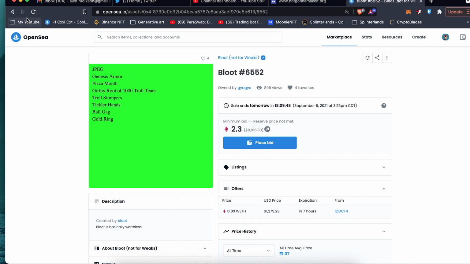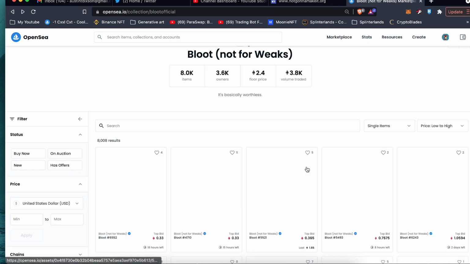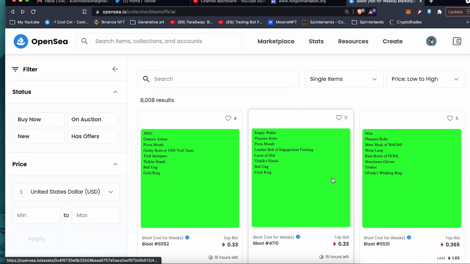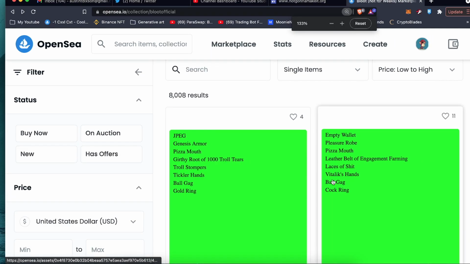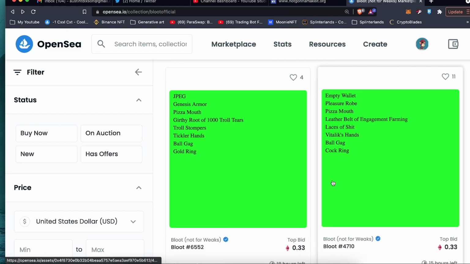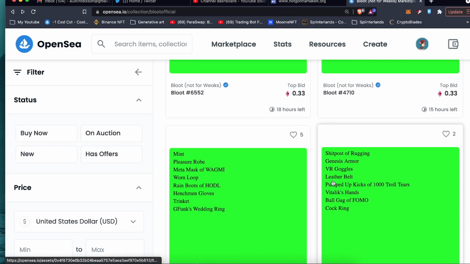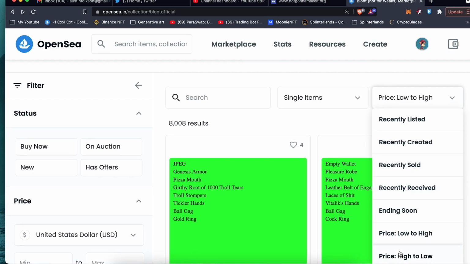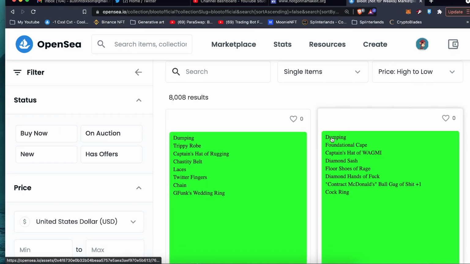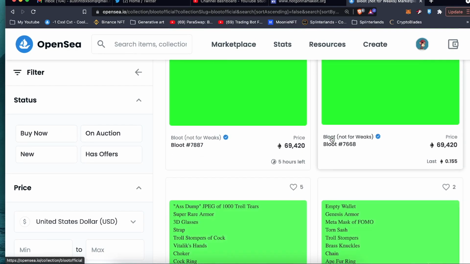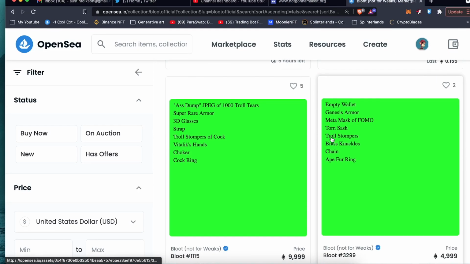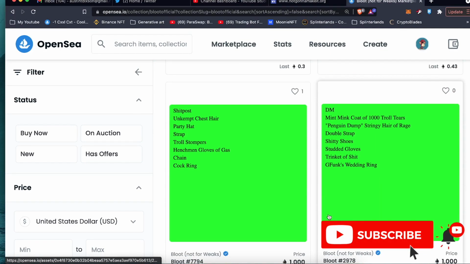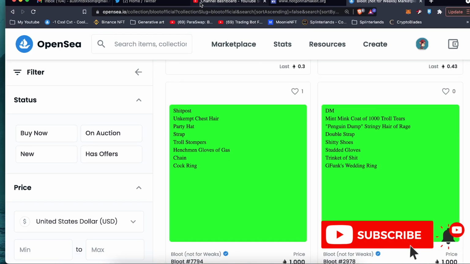So if you look at some of these, I'll make it bigger. I'll just scroll through these. Oh, actually, you know what? Let's go price high to low, because I'm sure the high ones are going to be pretty funny. So yeah, that's basically the Bloots.